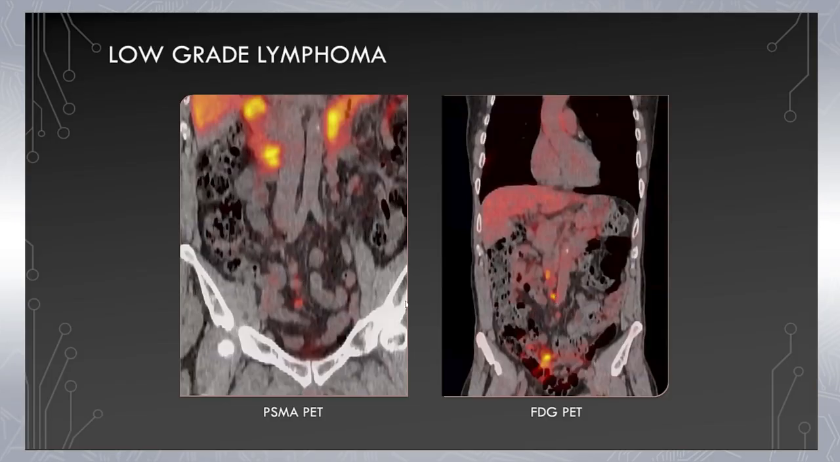So be wary of these other areas of radiotracer uptake that can be mimics of prostate disease. Always go back and correlate with your preceding imaging.